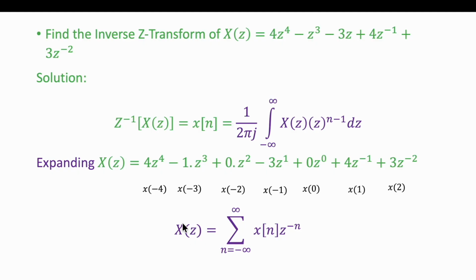This is basically the formula for the z transform, but you need to calculate the inverse z transform. So basically, using this formula you can write x of n is equal to 4, minus 1, 0, minus 3, 0, 4 and then 3. This arrow shows that this is the value where n is equal to 0.